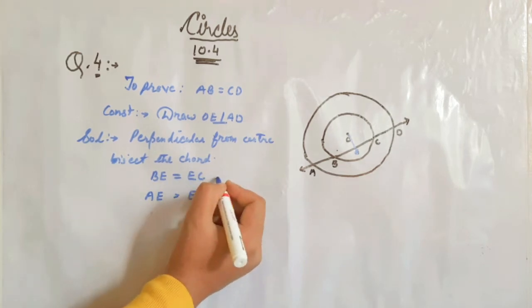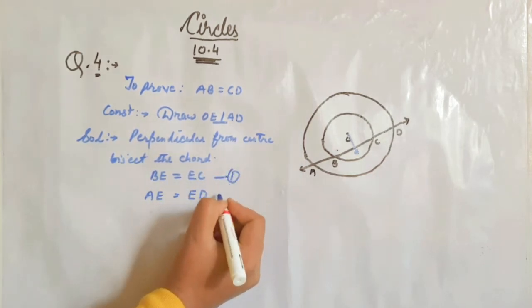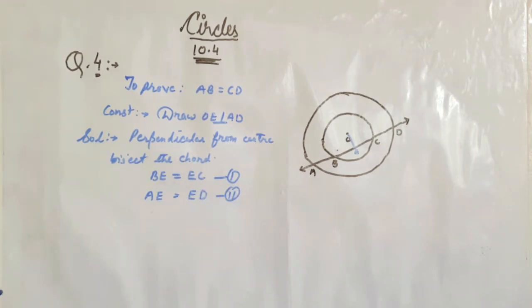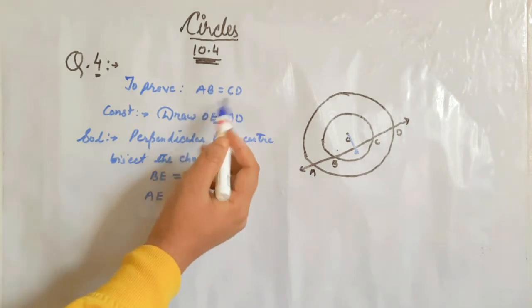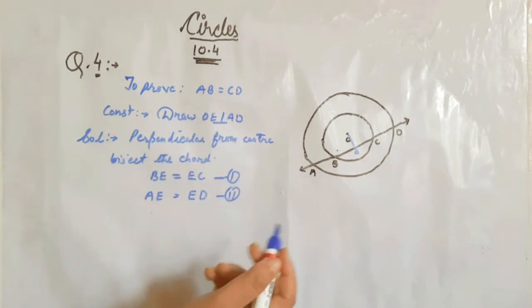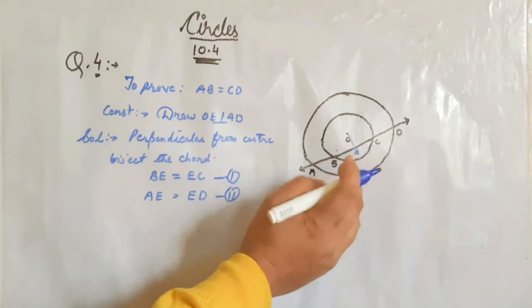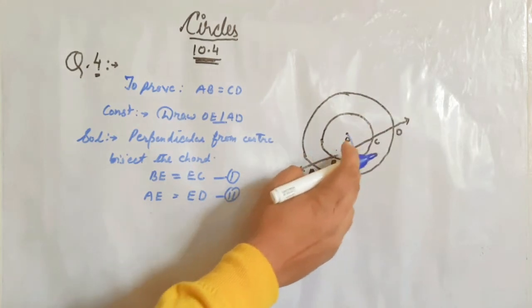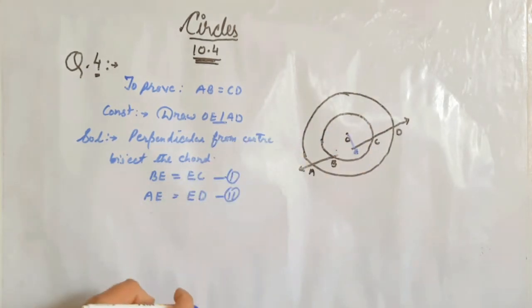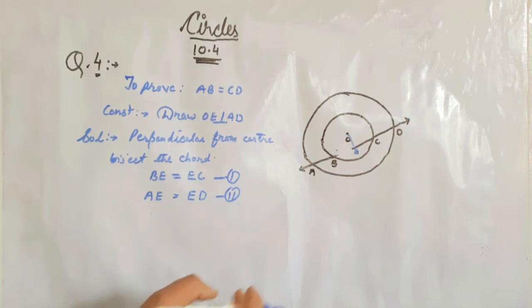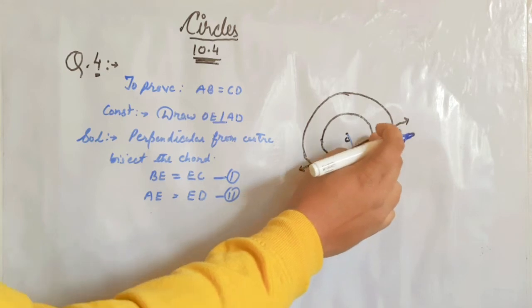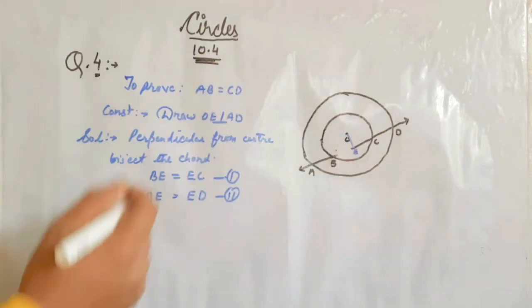Now these two relations are given. Let us name them 1 and 2. From these two relations, you have to prove that AB is equal to CD. So we know that if we subtract this BE from AE, we are left with AB only. In the same way, DE minus EC will be equal to CD.